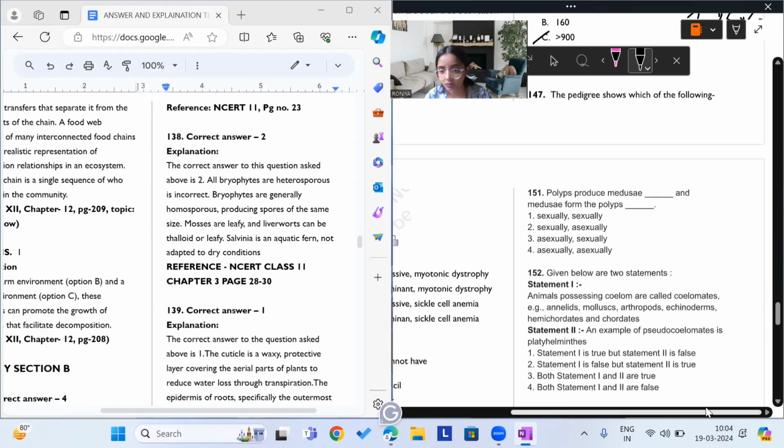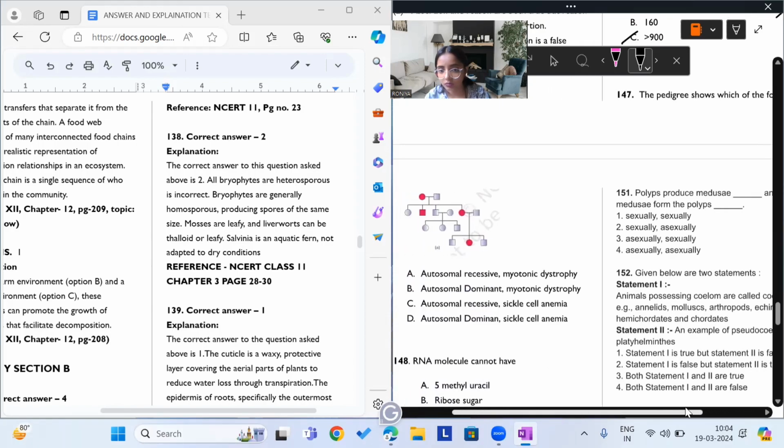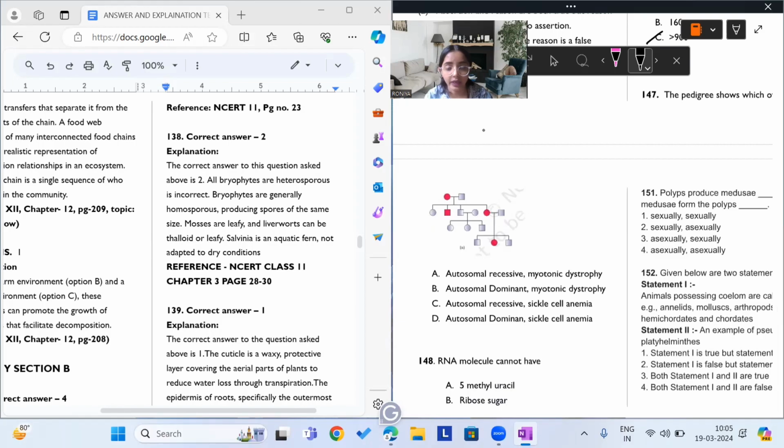Okay. The pedigree shows which of the following? So this is the pedigree. Now let's see. Looking at this pedigree, I can tell you one thing. The first thing is, only if you know, you will identify. See this, in this one parent is unaffected.